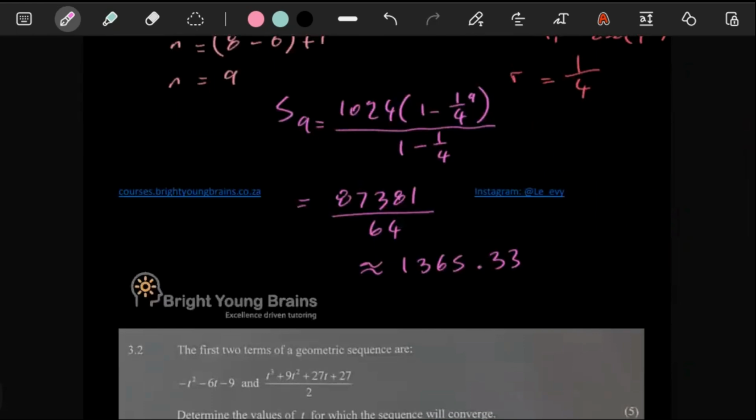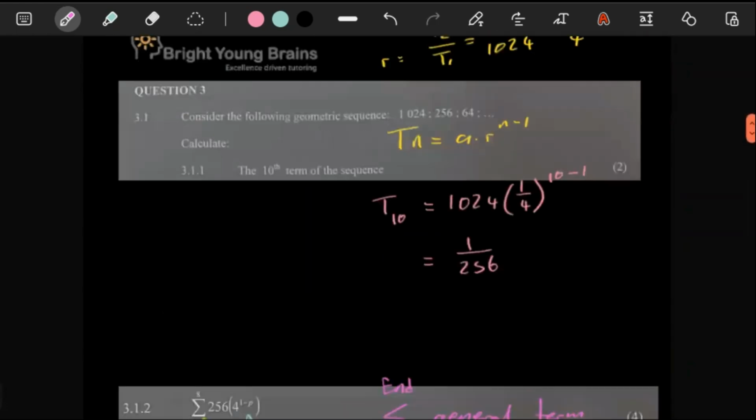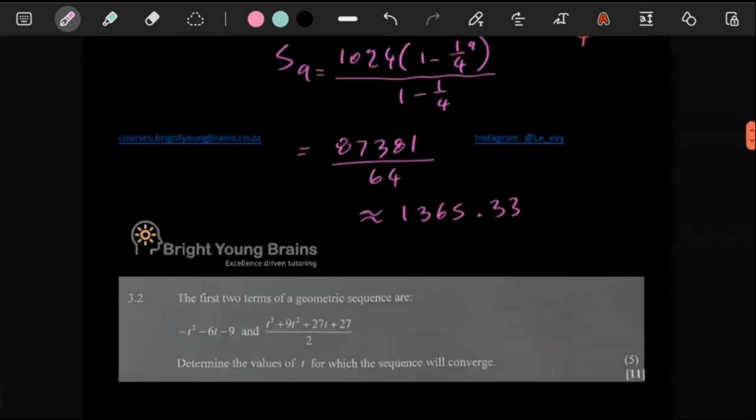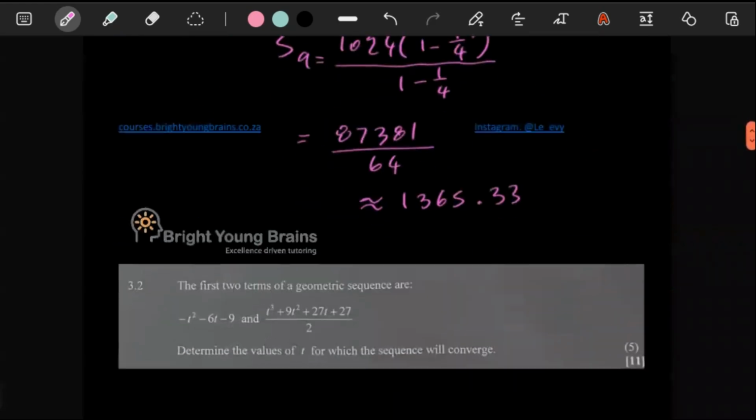I think it works out. It's me that's confused. I was using the wrong numbers. Because technically, if it's 1024 plus 256 plus 64, the next one is a quarter of 64, right? Which is 16. And then a quarter of 16 is 4.